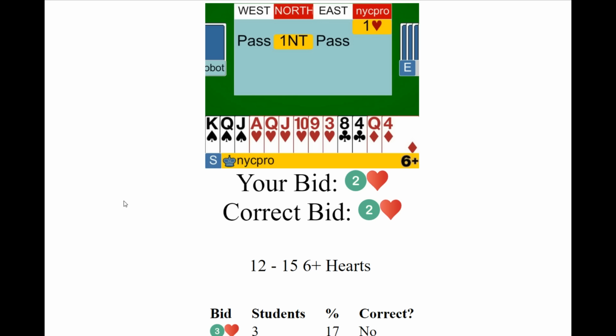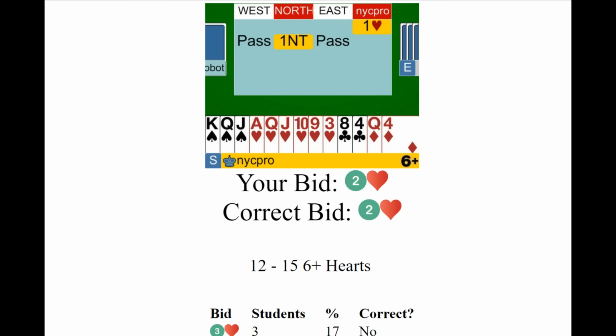And I know some of you are also thinking, hey, I have two doubletons, so I can add points for that. You can't, actually. You do not know you have a fit yet. So counting those as actual shape points is not really going to help you, because what if you end up playing no trump? Your doubletons are kind of worthless, right?